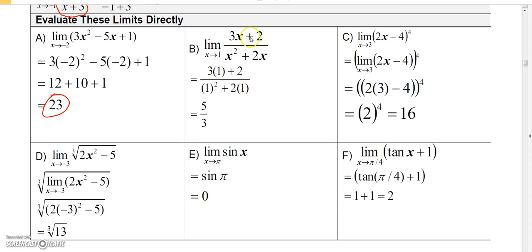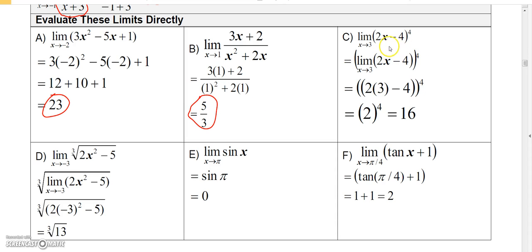And then here's the limit of a rational function, so as x approaches 1. So just put 1 in everywhere you see an x in the numerator, and then plug 1 in everywhere you see an x in the denominator, and then evaluate that, and you'll get 5 divided by 3 for the answer.